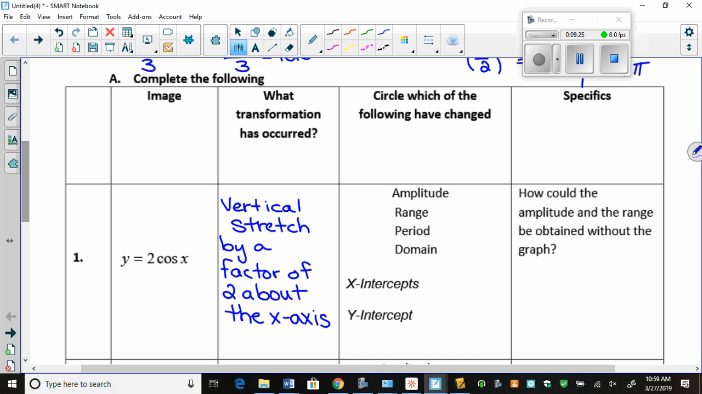Okay, what's my amplitude? What's in front of here? 2. What if it was a negative 2? What would my amplitude be? 2. Doesn't change. So my amplitude is 2.